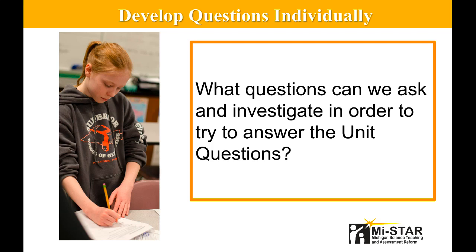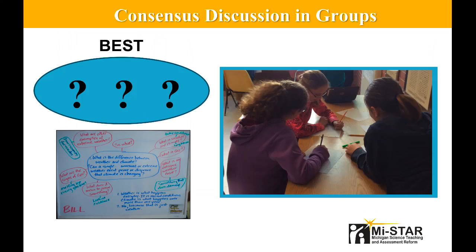To begin the creation of the unit bubble map, students are prompted to consider: what questions can we ask and investigate in order to try to answer the unit challenge question? Students individually write down the questions that arise as they consider the unit challenge question. Once each student has written their questions, students will gather in their unit challenge groups, usually 3 to 4 students, to share their questions with each other.